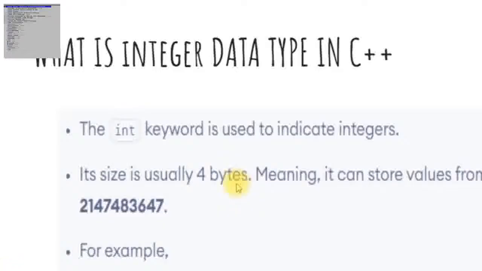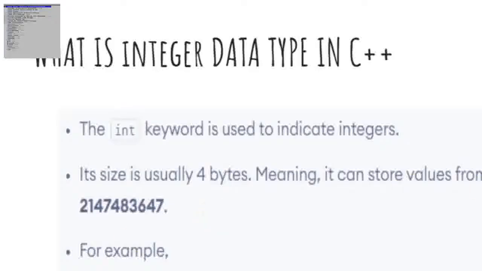The size for integer type variable will be 4 bytes, meaning we can store values from negative of this number to this number, 2147483647. So this is the entire range of values that we can store inside our integer type variable. I hope you're very clear with what is the integer data type and how do you declare integer data type variables in C++. After this short discussion, we'll also have a look at the practical.